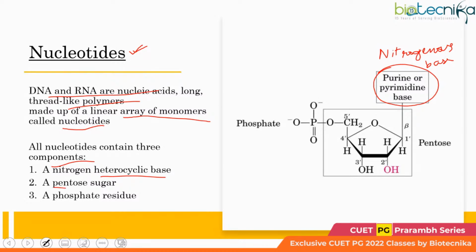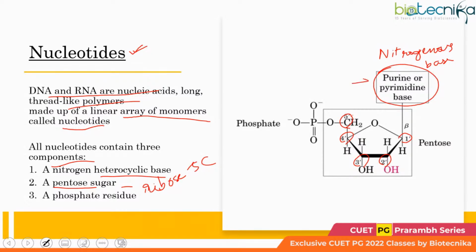Apart from that, you have a pentose sugar. The pentose sugar is also called ribose sugar. Ribose sugar means it's a 5 carbon sugar. So you can see here 1 carbon, 2 carbon, 3 carbon, 4 carbon, 5 carbon. In the nucleotide, these sugar carbons are labeled as 1 dash, 2 dash, 3 dash, 4 dash, 5 dash. In normal sugars it's not, but in the ribose of the nucleotide, the dash is given.